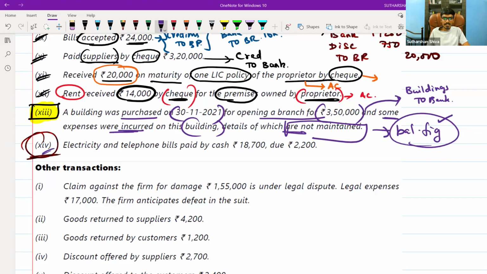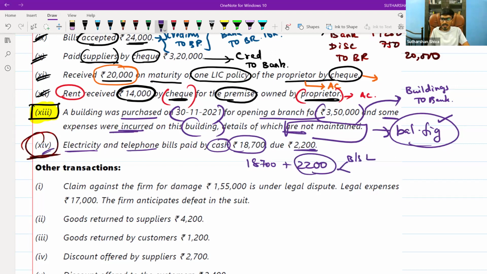What is my 14th adjustment under cash transaction? The last adjustment under the cash transaction. The electricity and telephone bills paid by cash was 18,700. Due was 2,200. Already paid is 18,700 plus due is 2,200. This due has a twofold effect.